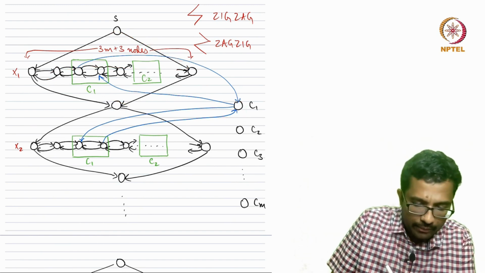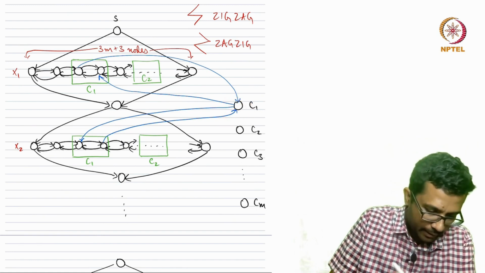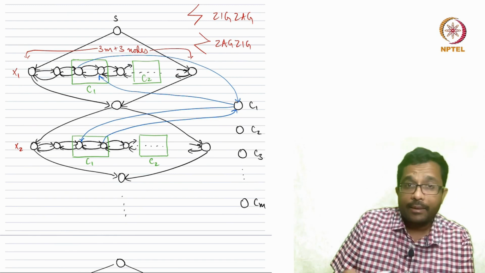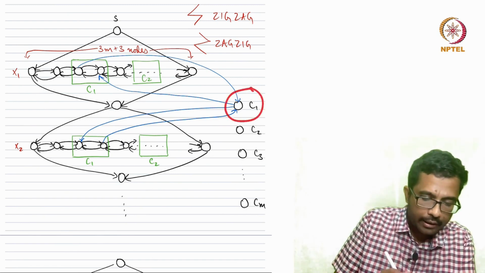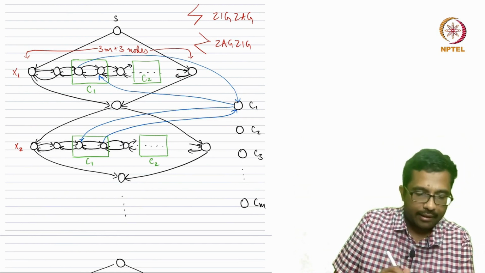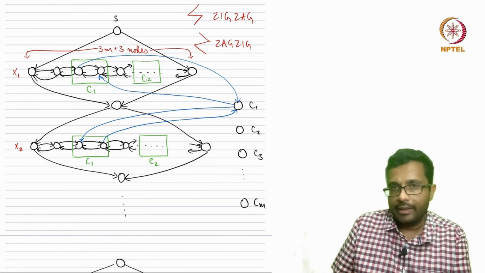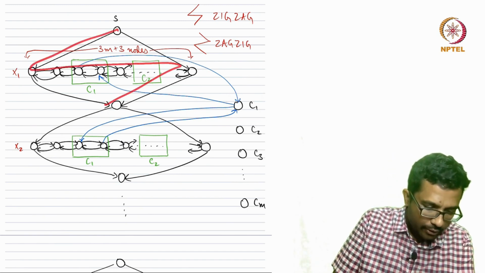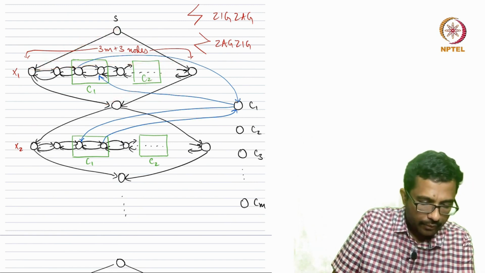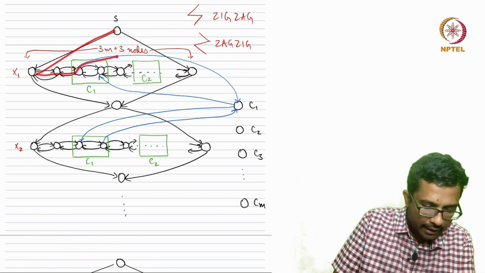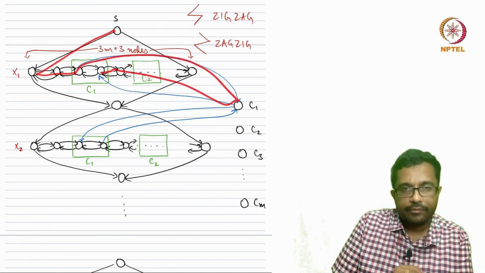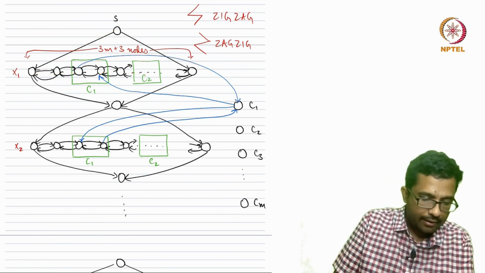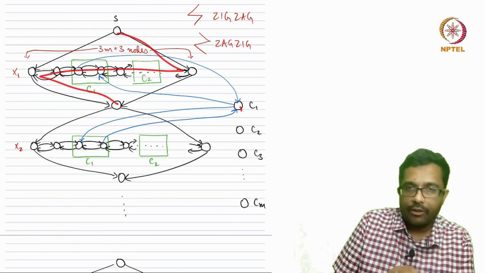Suppose C1, as per the drawing here, contains x1. So C1 contains some true literal. Suppose the true literal in C1 was x1, which means x1 was set to true in the satisfying assignment. Then we come down to the left side, and when we zigzag, we include C1. But if x1 is set to false, then we zigzag the other way and we cannot cover C1.